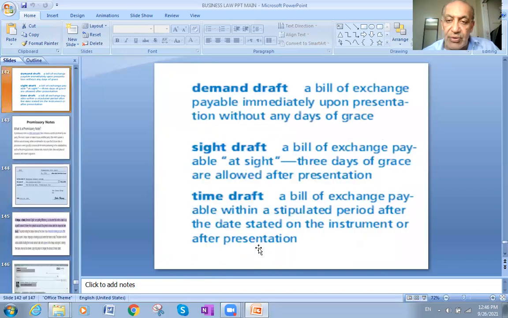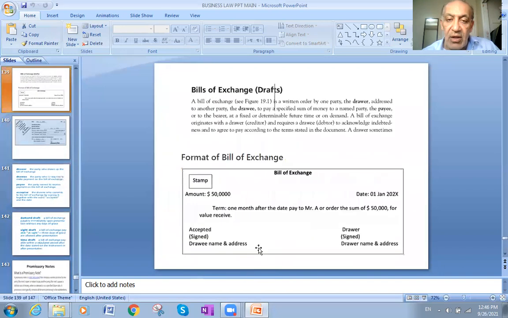We'll go now to the bill of exchange. A bill of exchange is a directed order from the drawer to the drawee, which is the bank, to give an amount of money on a specific date to the payee, the one who will cash it. So this directs the drawee, the bank, to pay on a particular date.